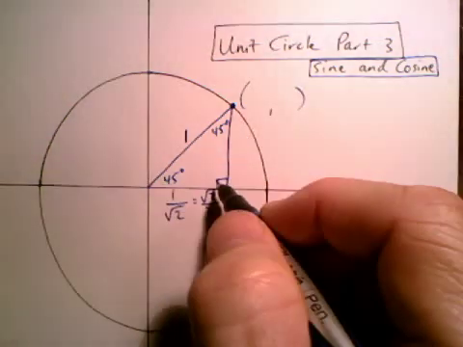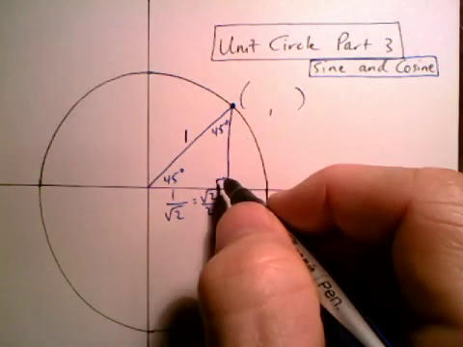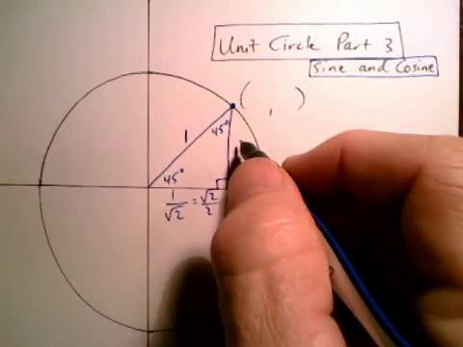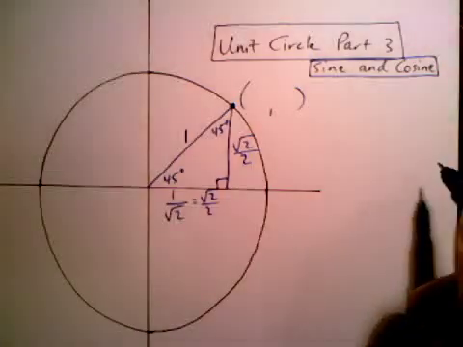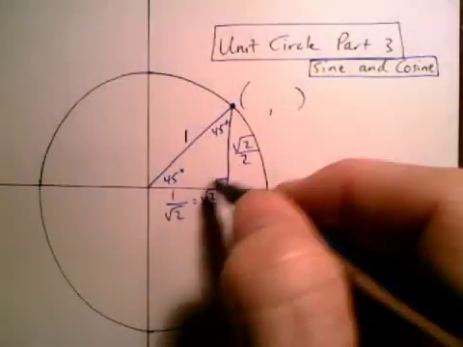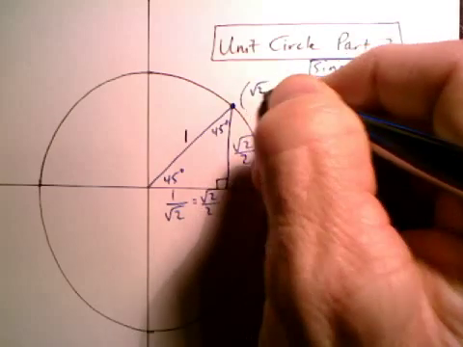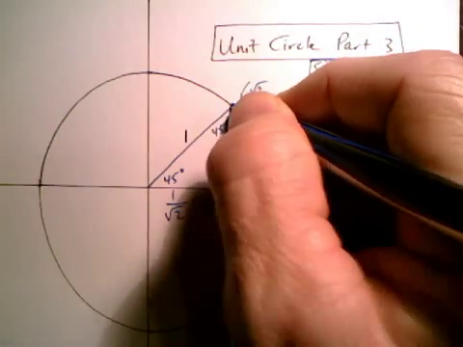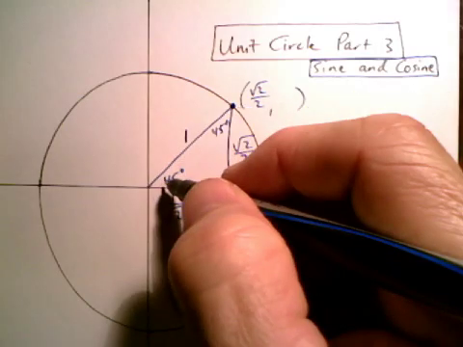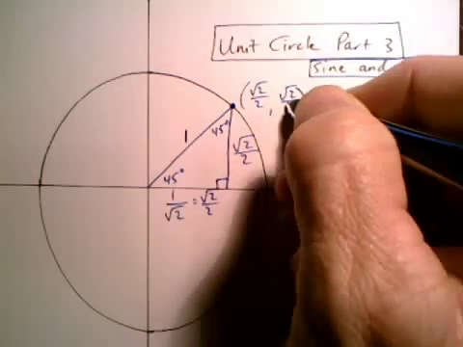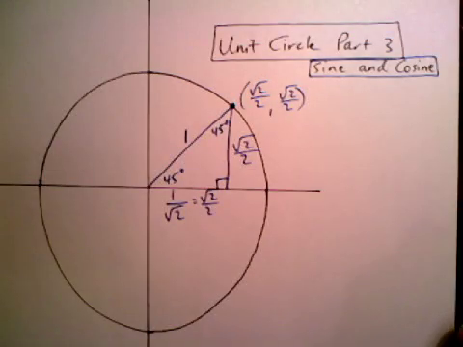And then we know that since this is an isosceles triangle, both legs have the same length. So it doesn't matter what leg you choose, either one has the same length. And so anyway, the coordinates of the point on the unit circle that corresponds to the 45-degree angle are radical 2 over 2, comma, radical 2 over 2.